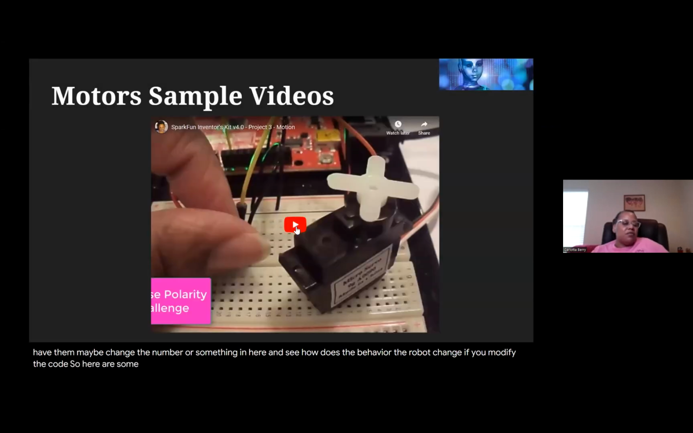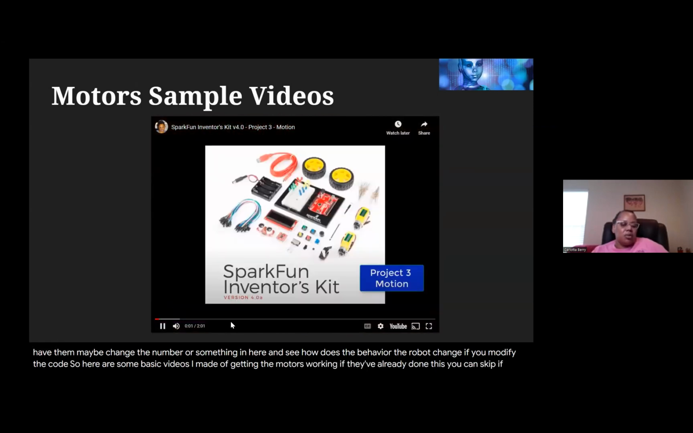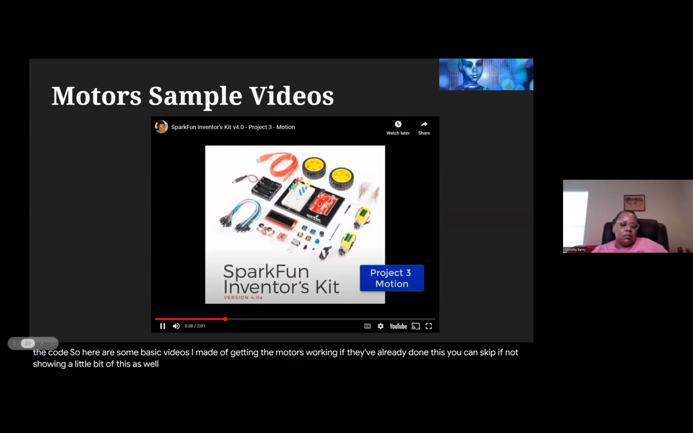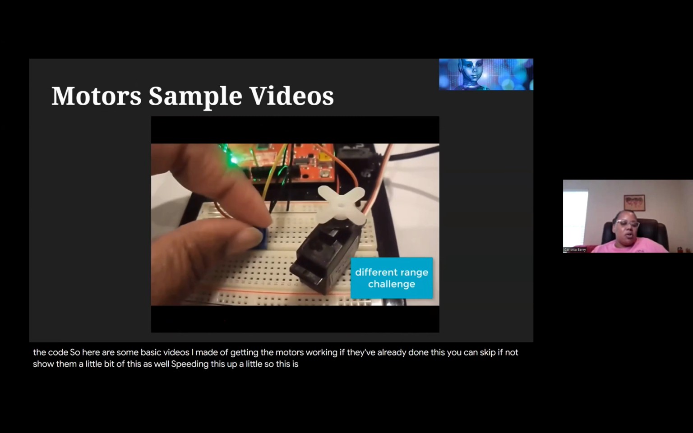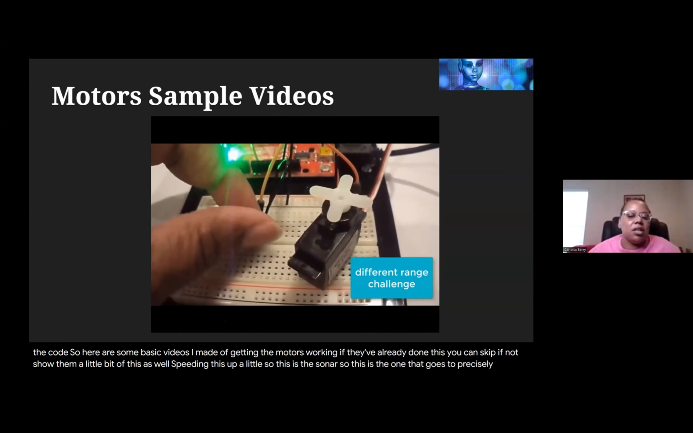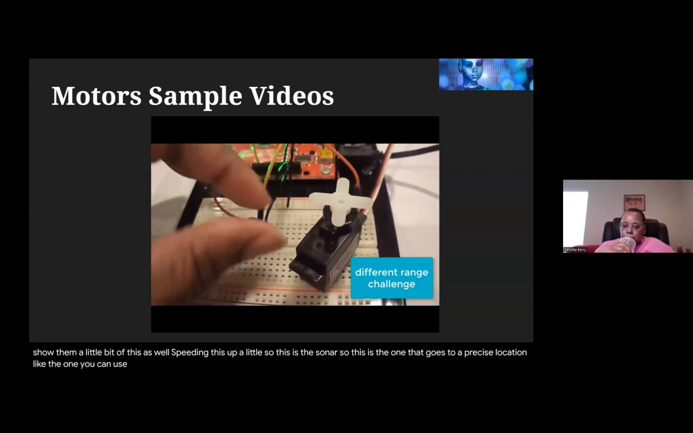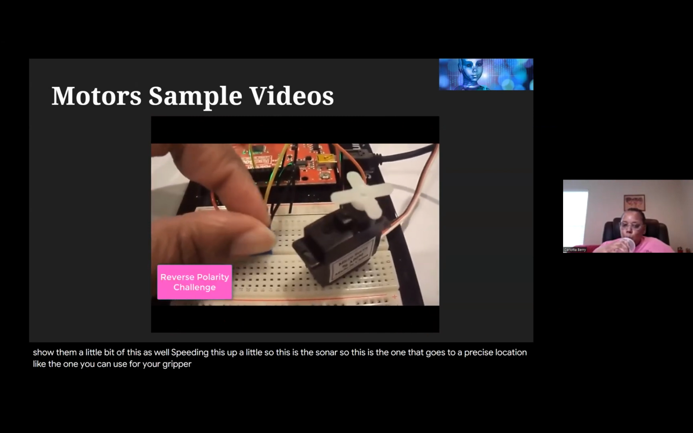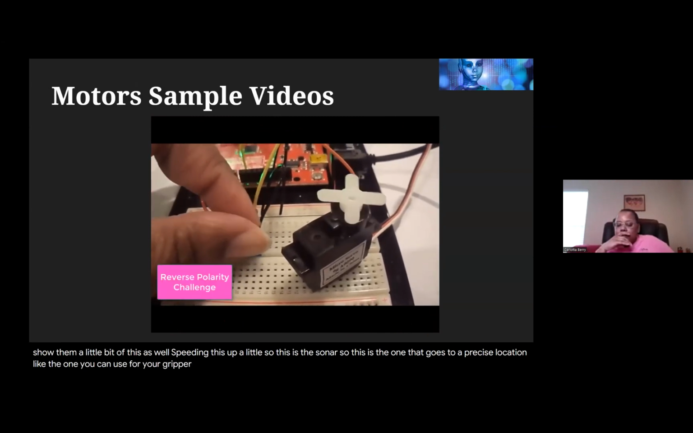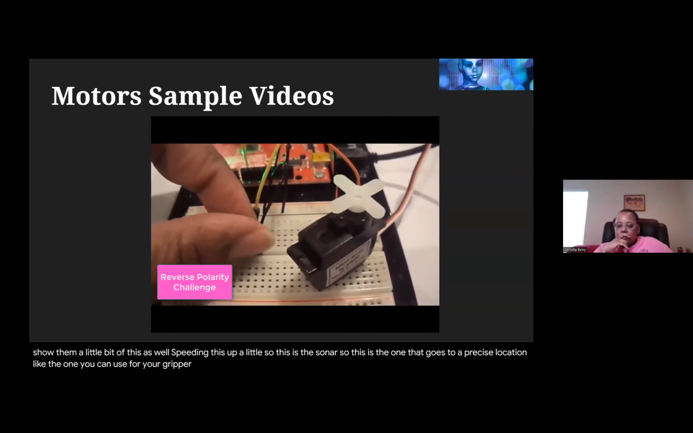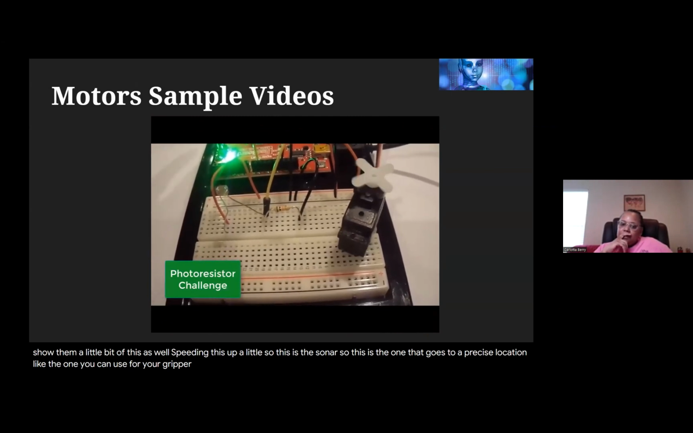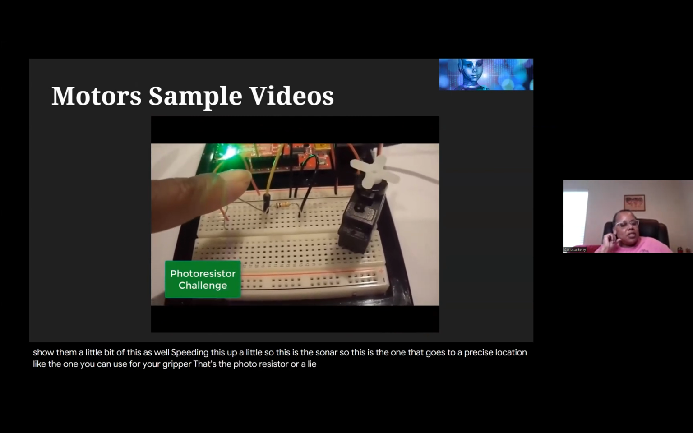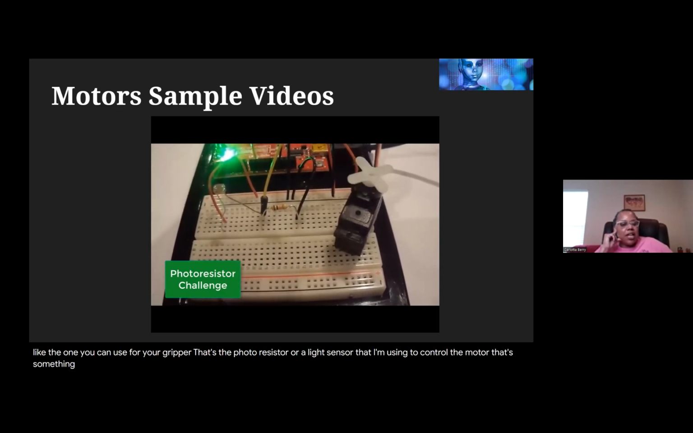So here are some basic videos I made of getting the motors working. If they've already done this, you can skip. If not, show them a little bit of this as well. I'm speeding this up. So this is the sonar. This is the one that goes to a precise location, like the one you could use for your gripper. That's the photoresistor, or light sensor, that I'm using to control the motor. That's something else you can add to your robot.